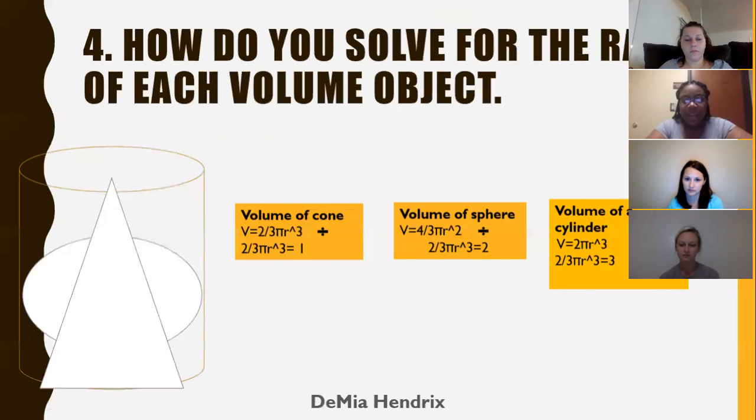And then for the sphere, you're going to do volume equals 4/3 pi r cubed divided by 2/3 pi r cubed. So if you look at that, you're just dividing 4 by 2, and you'll get the number 2. And then as far as the cylinder, you're going to have volume equals 2 pi r cubed, all divided by 2/3 pi r cubed, which is going to equal 3. So if you look at all 3 of these, you're going to get a 1:2:3 ratio.